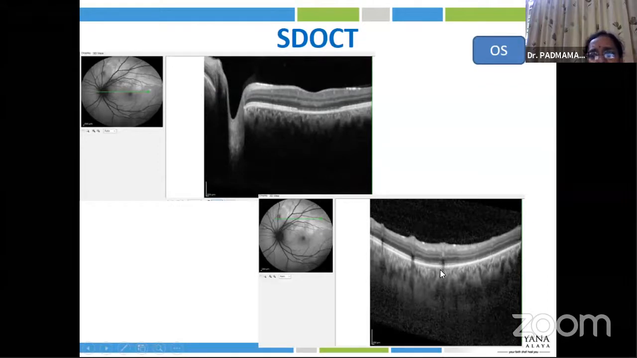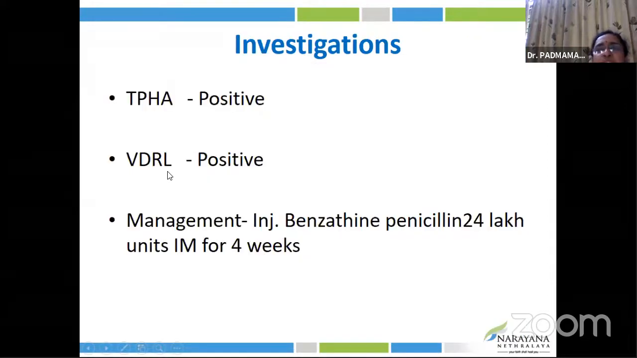So we made the diagnosis of retinochoroiditis based on the triangular patch of retinitis. What we are seeing on autofluorescence imaging made us suspect the possibility of syphilis in the differential diagnosis, and both TPHA as well as the VDRL were positive, HIV was negative, and this patient was treated with injection benzathine penicillin 24 lakhs IM for about 4 weeks.